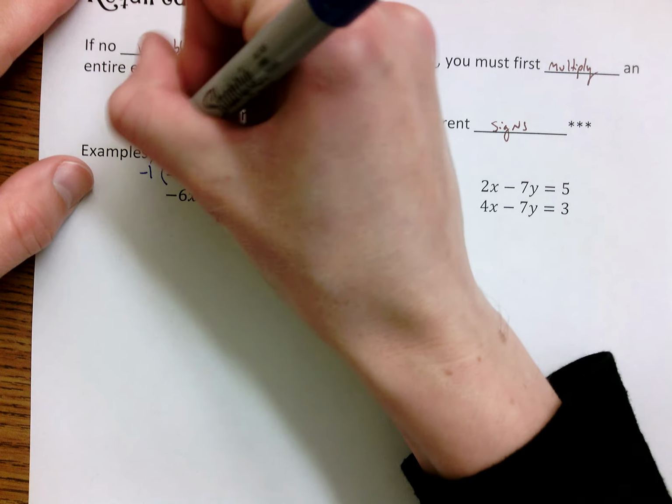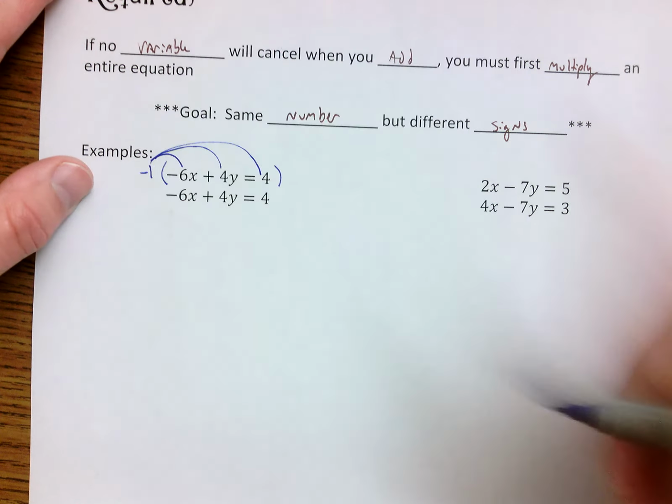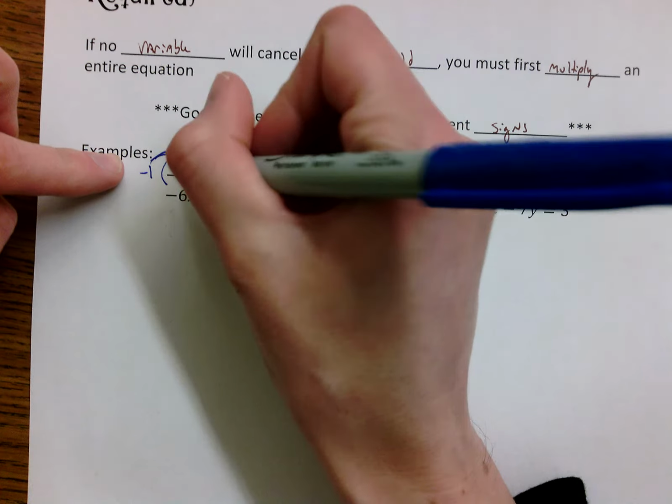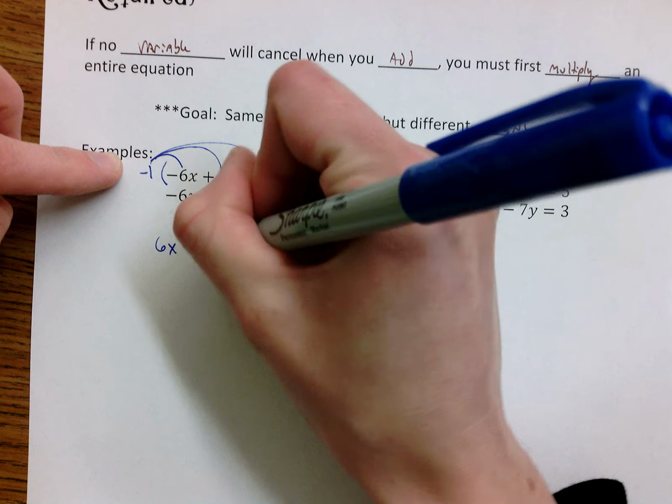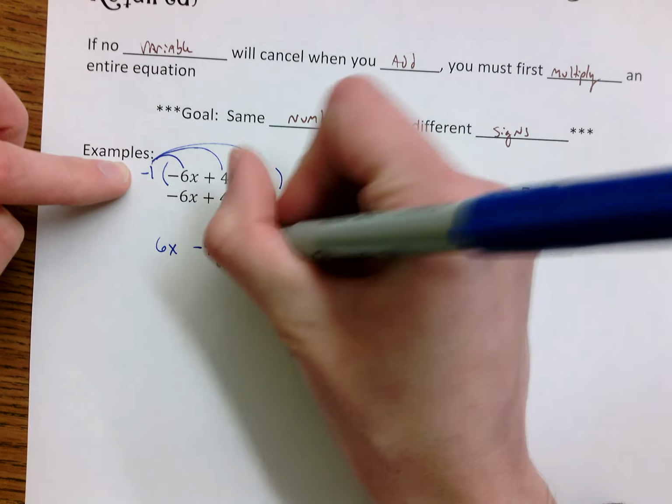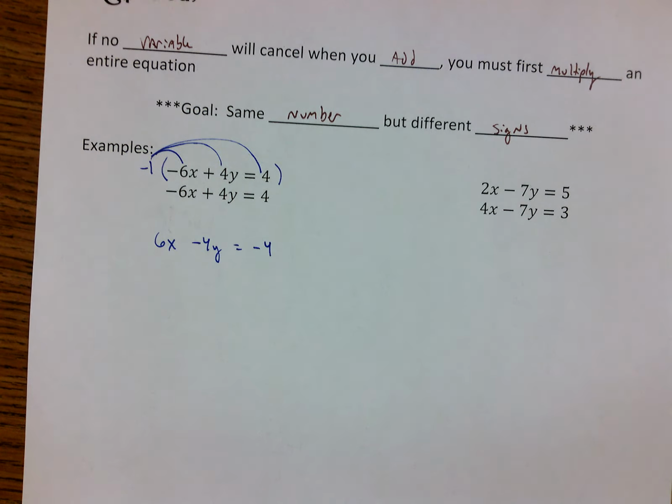So I'm going to do like a giant distributive property. I'm going to distribute this -1 to everything in this equation. So -1 times -6x is +6x. -1 times +4 is -4. And -1 times +4 is -4. So really all that did was change the signs of everything in the equation, right? Same equation, but different signs on everything.